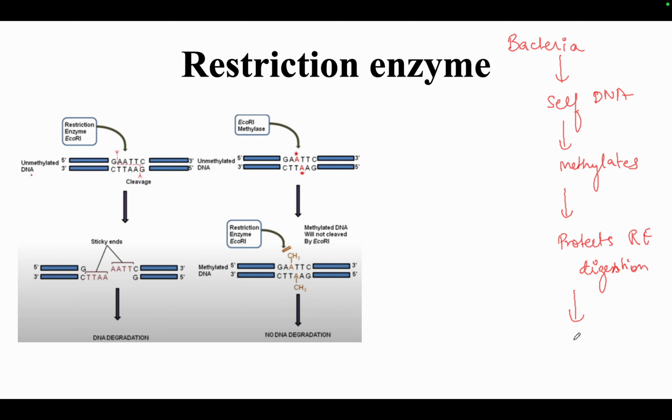So the phage DNA will be unmethylated, and that will be cleaved by the restriction enzyme. This is how restriction enzymes are used as self defense for bacteria. We have isolated these restriction enzymes because they are very unique and very widely used for cloning purposes, because they cleave at a specific site.